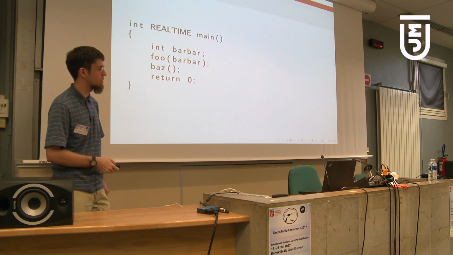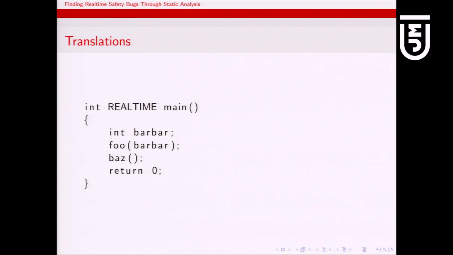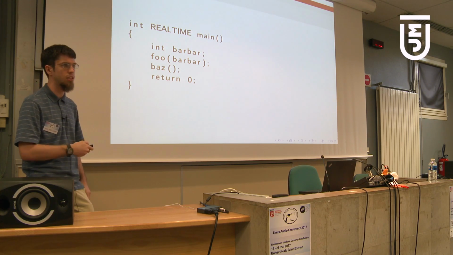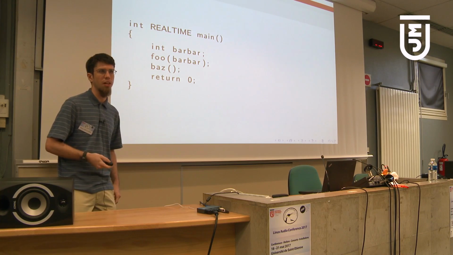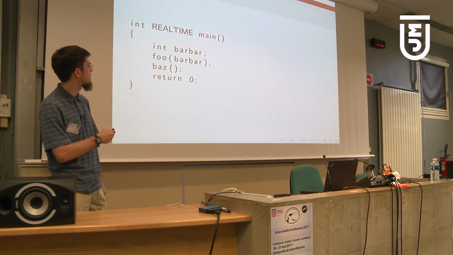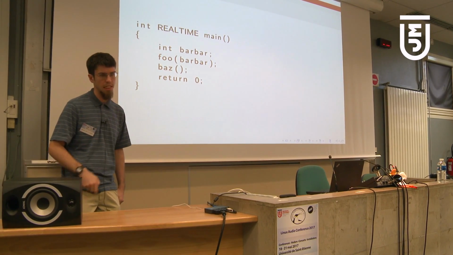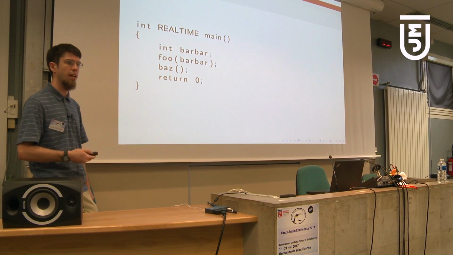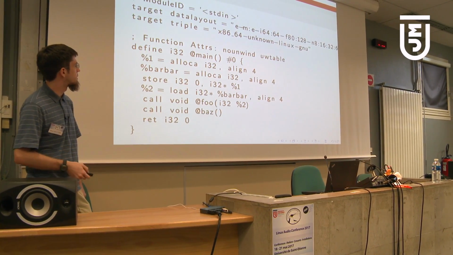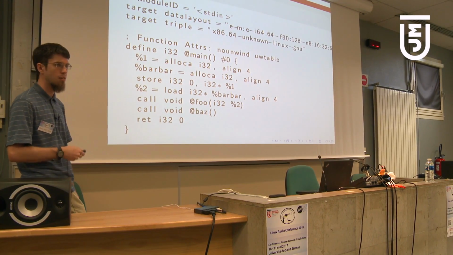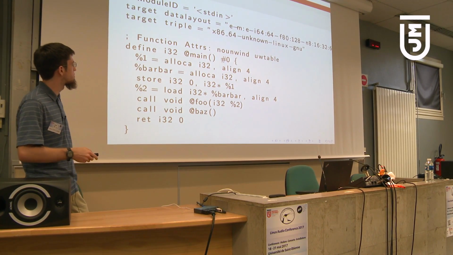So what this looks like in terms of real code and how it gets translated along, here we would have a main function. We could have a real-time annotation, which is just going to be a Clang attribute. And here we can see that the main function calls two subfunctions. When we end up translating this to the LLVM bitcode, it ends up looking something like this, which looks like a bit of a complex mess.